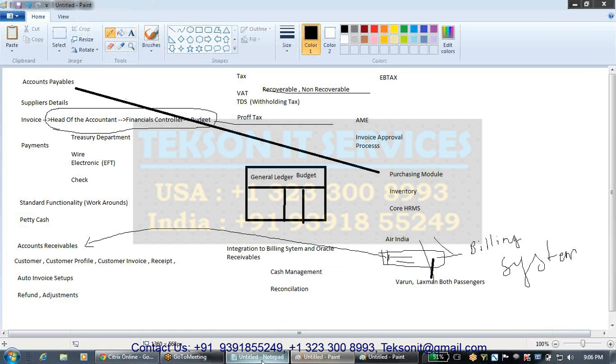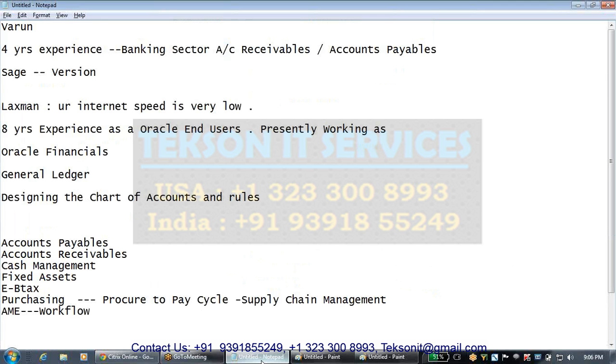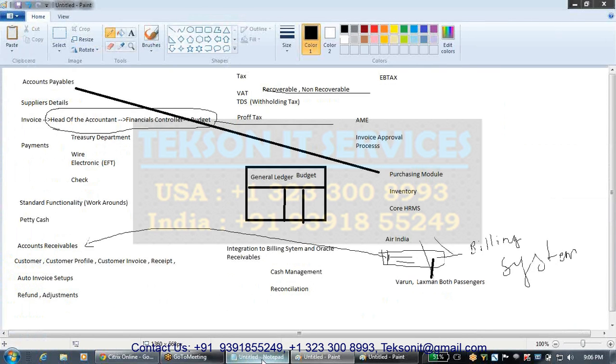Has anyone worked on the Cash Management module as an end user? Yeah, Varun and Lakshman? So reconciliation between... Yeah, go ahead. Cash bank reconciliation: as per the cash book and as per the bank book, we reconcile the balances.